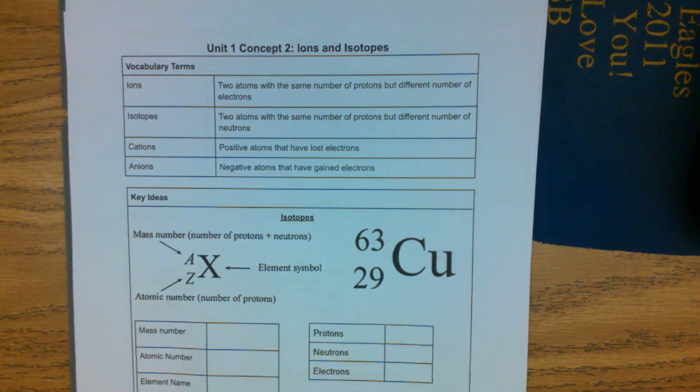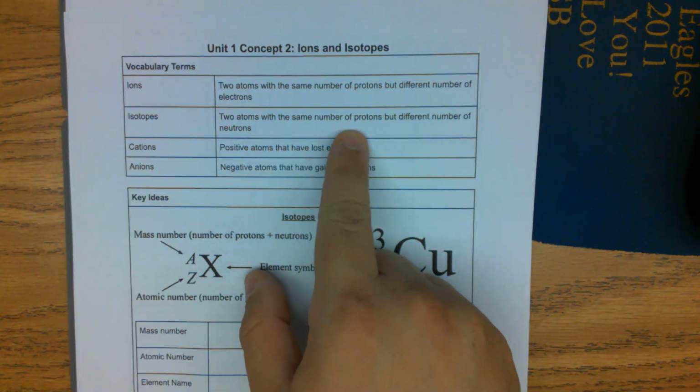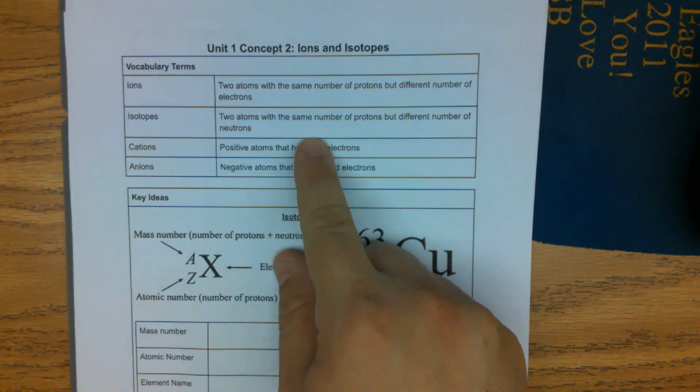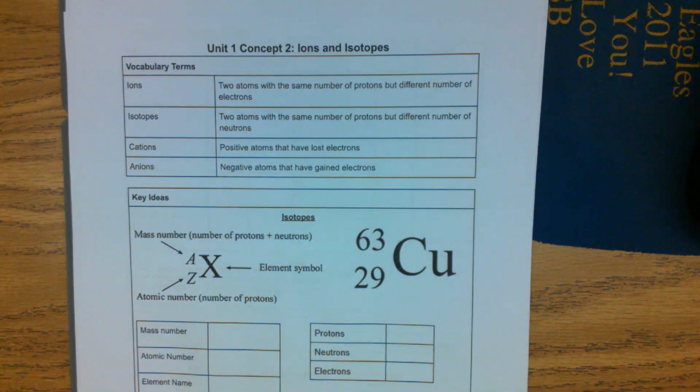Okay, for our second concept, we're going to look at ions and isotopes. So we talked a little bit before about sometimes when the mass number didn't match the number on the periodic table. If that's the case, we call these isotopes. Isotopes are two atoms with the same number of protons but different number of neutrons. We have ions where we have the same number of protons and different number of electrons.